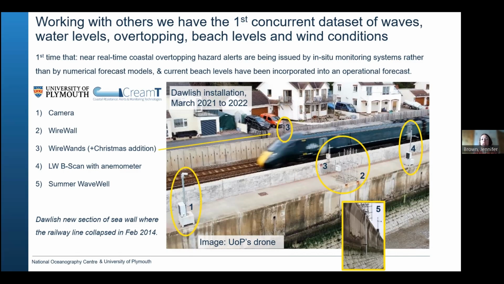So we've got some visuals of what's going on. Then 2 and 3 are the wire wall systems. Number 2 is showing a wire wall very similar to the one that was at Crosby. This one's 3 meters high and has 6 wires on it.